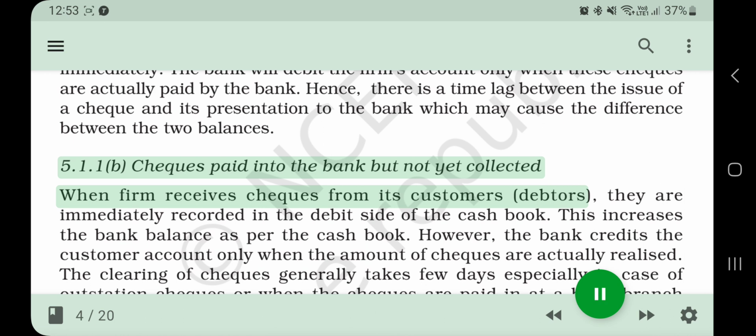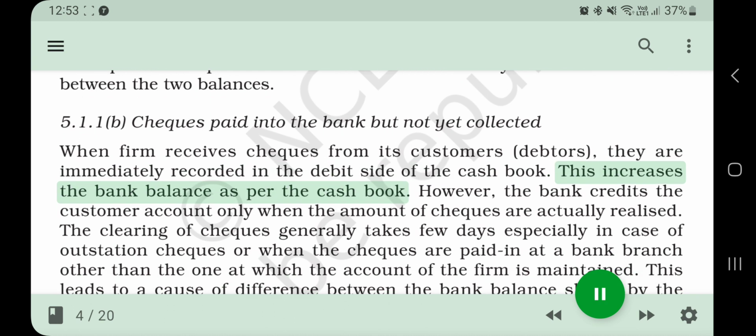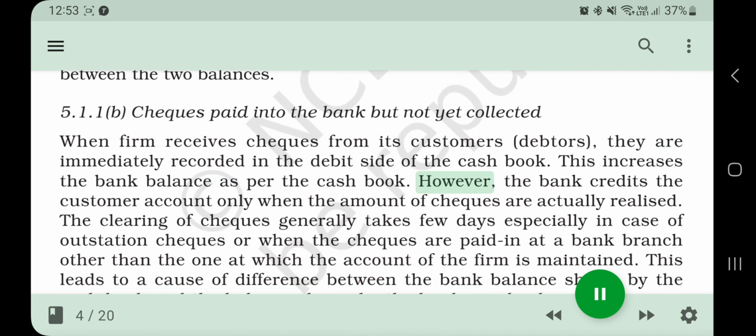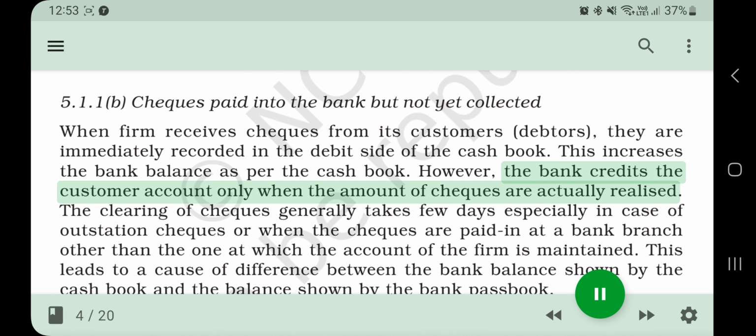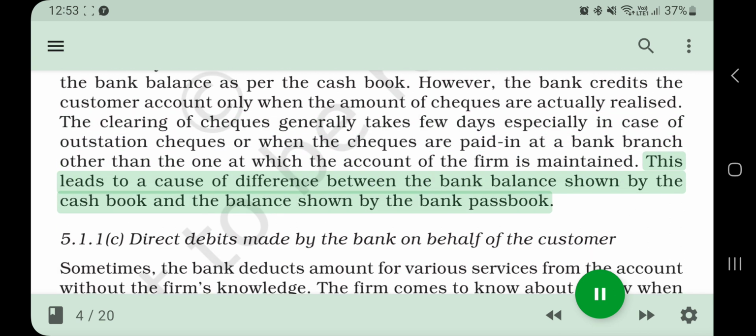5.1.1 b. Checks paid into the bank but not yet collected. When a firm receives checks from its customers, debtors, they are immediately recorded on the debit side of the cash book. This increases the bank balance as per the cash book. However, the bank credits the customer's account only when the amount of the checks is actually realized. The clearing of checks generally takes a few days, especially in the case of outstation checks or when the checks are paid in at a bank branch other than the one at which the account of the firm is maintained. This causes a difference between the bank balance shown by the cash book and the balance shown by the bank passbook.